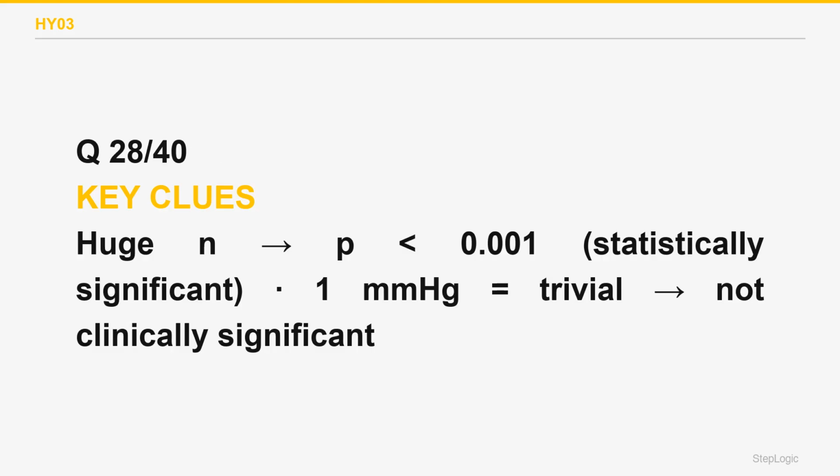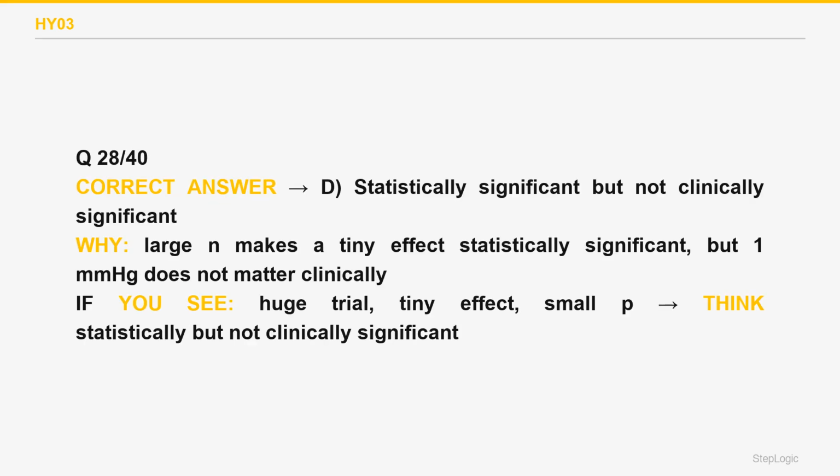With a very large sample, even a trivial effect can be statistically significant, because huge samples detect the smallest differences. But a 1 mmHg drop has no meaningful benefit for patients, so it is not clinically significant. Statistical significance answers, is it real? Clinical significance answers, does it matter? And they can diverge. The correct answer is D.